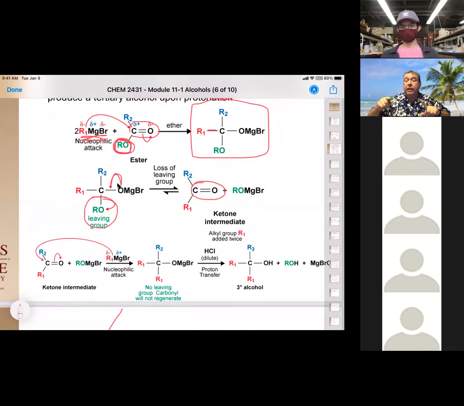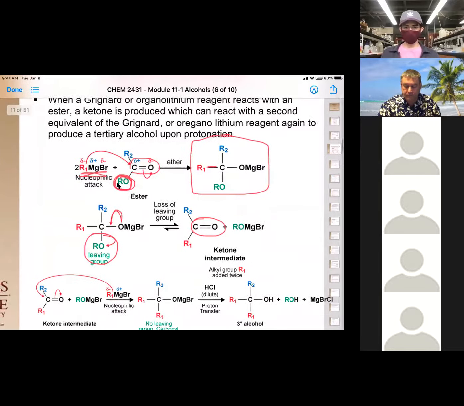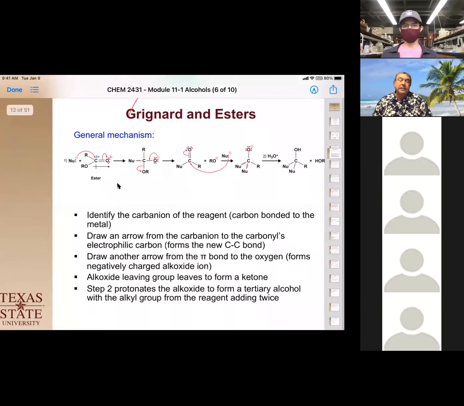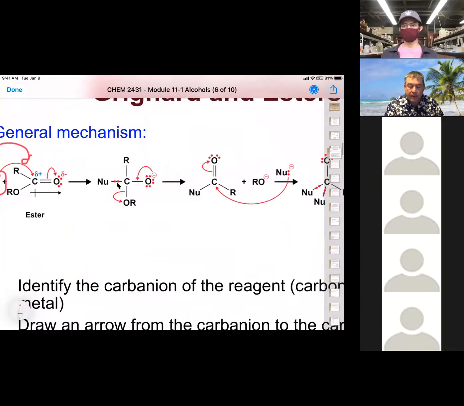So we can make tertiary alcohols two ways. We can make secondaries and primaries one way, and we can even make carboxylic acids, all with the same reagent. Okay, so the mechanism is, like I defined it there, stepwise. We have our nucleophile attacking our carbonyl compound. Once we form our carbonyl compound, we have that anion over here on our oxygen, which then can come in and regenerate our carbonyl and kick out the alkoxide ion.